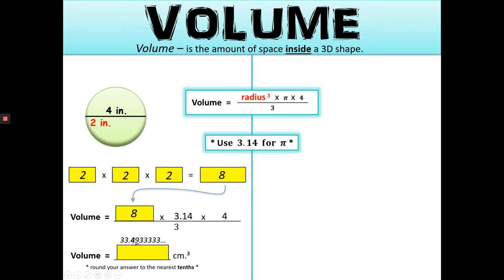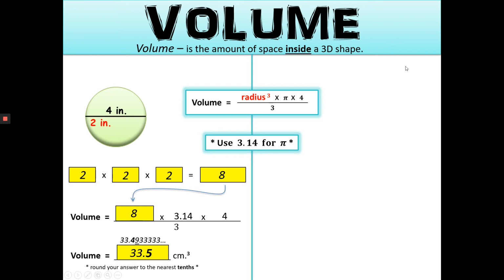So the 4 right here is the tenths place, but we got to look at the hundredths place to see if it's going to round up or down. And since this is a 5 or higher, it is going to round up. So since that's a 9, that's going to round that 4 up to a 5, and then all these numbers are going to go away. So the final answer for this one should be 33.5.